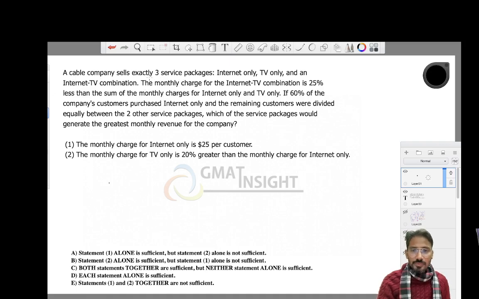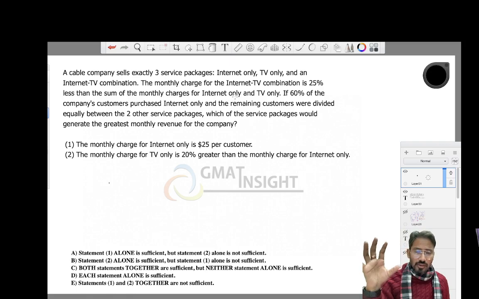While we read the question, we always try to understand what exactly is the topic that it comes from. So the first row itself tells me that it probably is from overlapping sets, but I'm not being judgmental right now. The monthly charge of the internet TV combination is 25% less than the sum of the monthly charges.